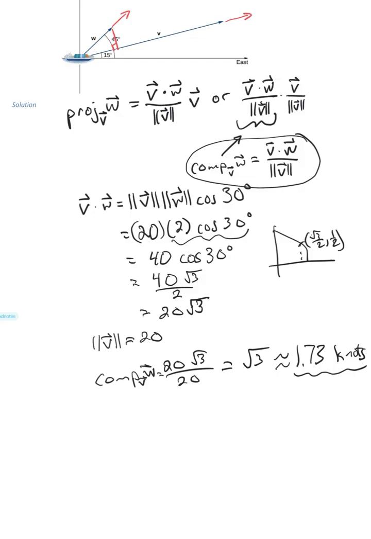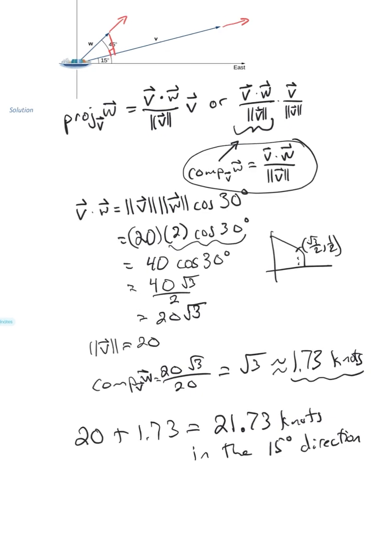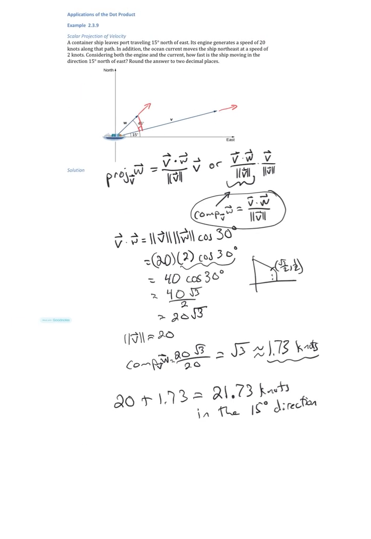So the total speed, I don't know if that's quite the right word, the total amount of knots that the ship is traveling would be 20 plus 1.73, giving us 21.73 knots in the 15-degree direction. So I'm going to zoom out there so you can kind of just see that beginning to end. You can pause it, take a little recap if you wish.